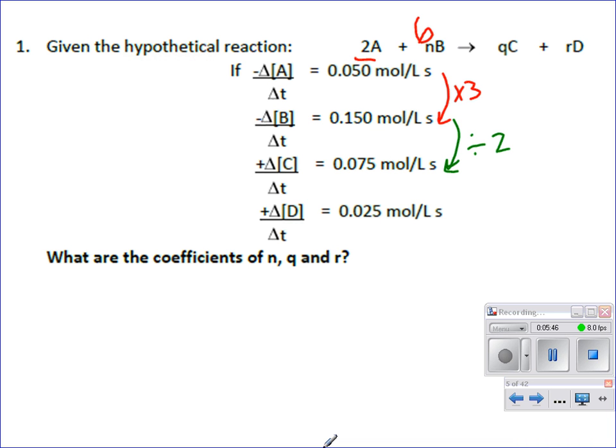All right, so right here, we're going to take B's coefficient and divide it by 2, and what do we get here? 3.